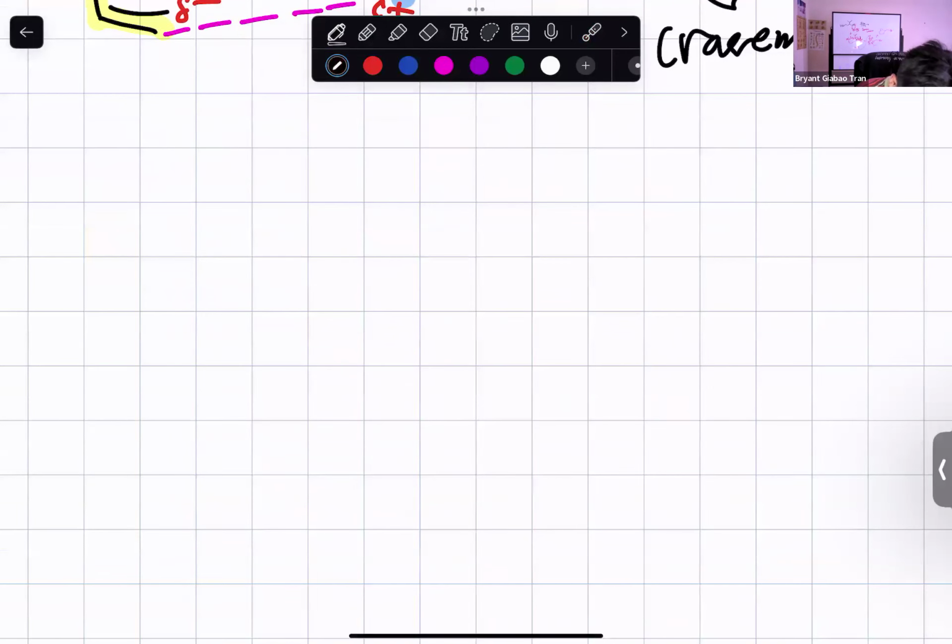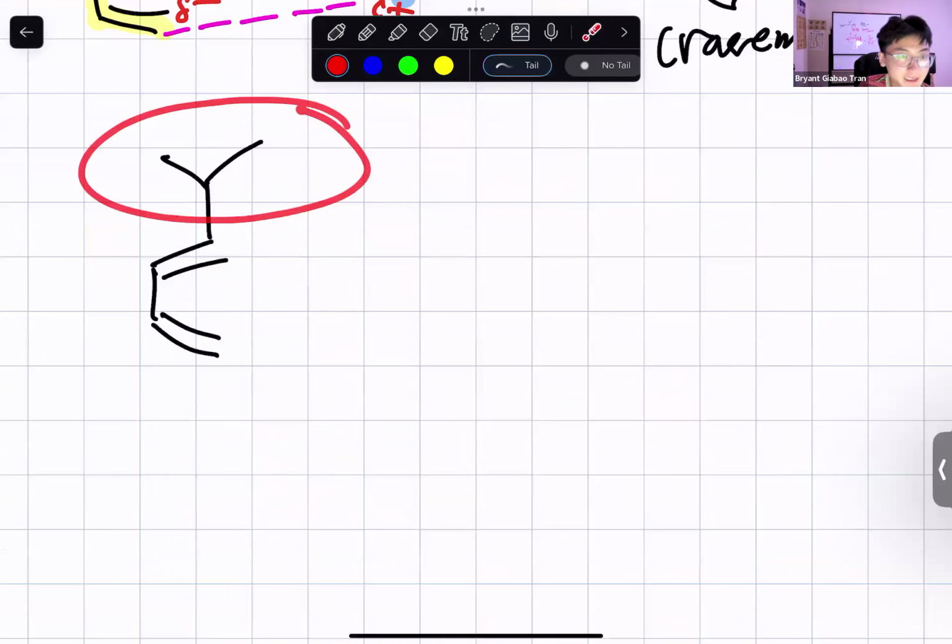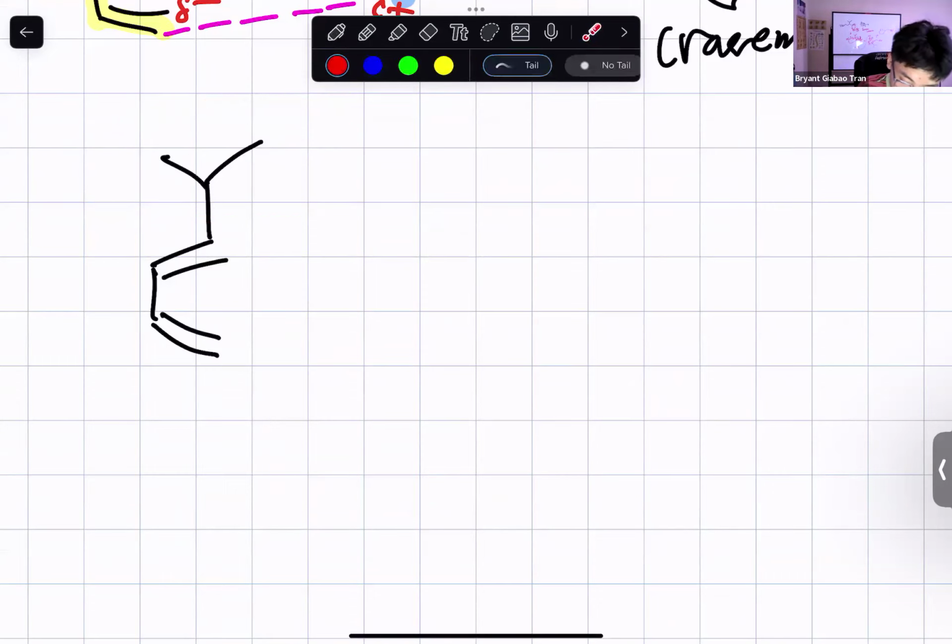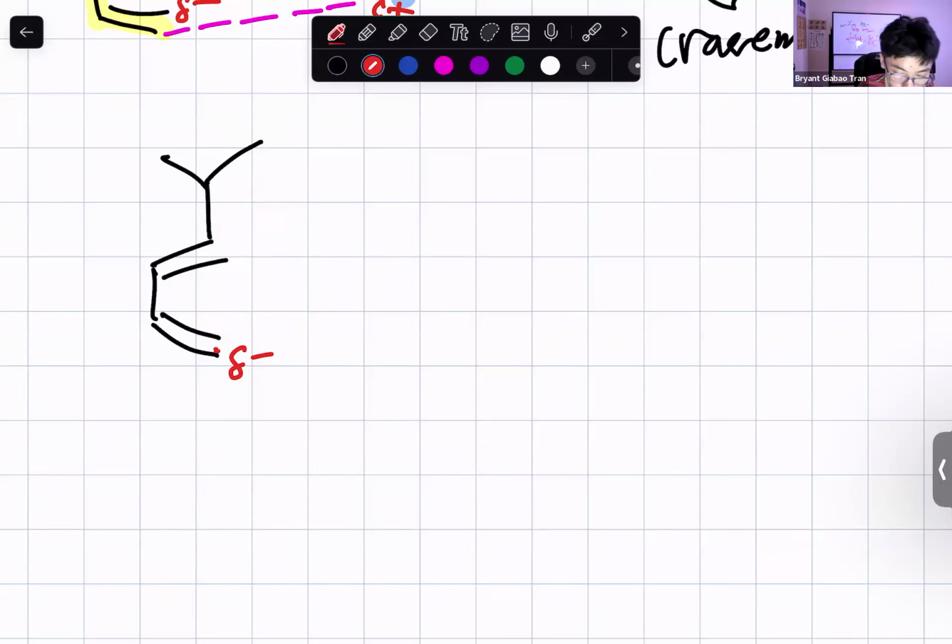If you see something like this, an R group attached to the diene, is this an EDG or EWG? It's an EDG, and it's an EDG by induction because there's no pair of electrons to donate into the ring or into the system. So it can't do resonance, but it is an EDG by induction. Just imagine there's a pair of electrons here that would push down, where we would have a negative charge here. So R groups are going to be considered EDGs.